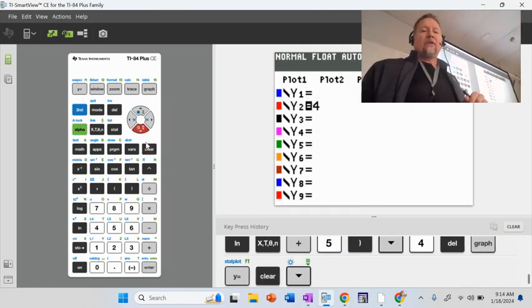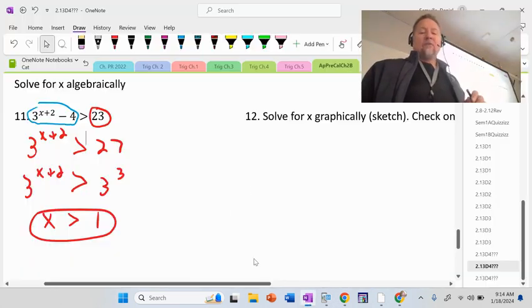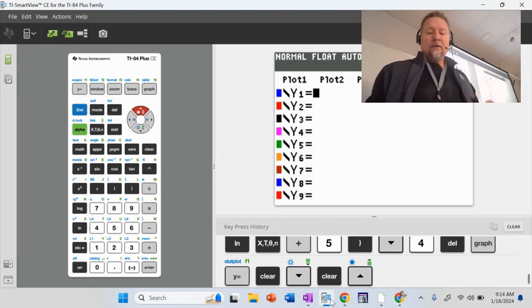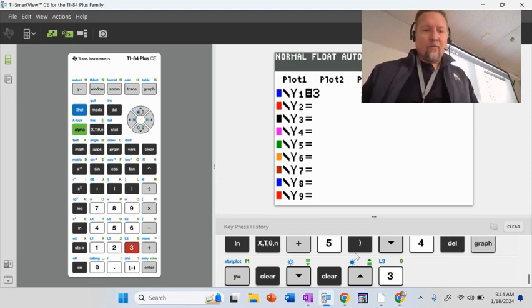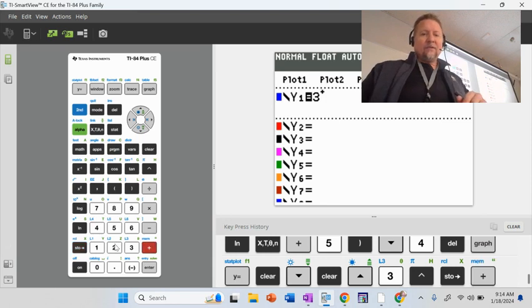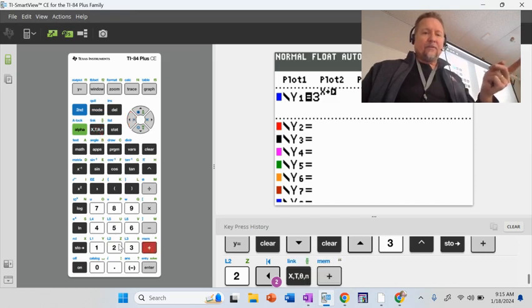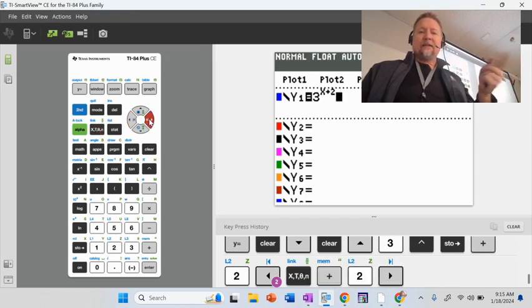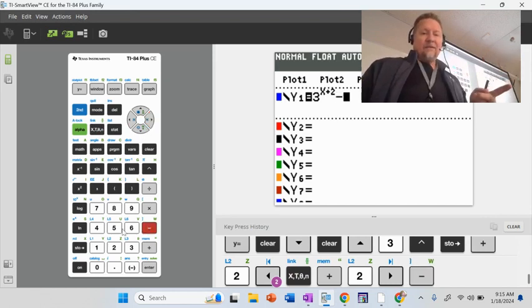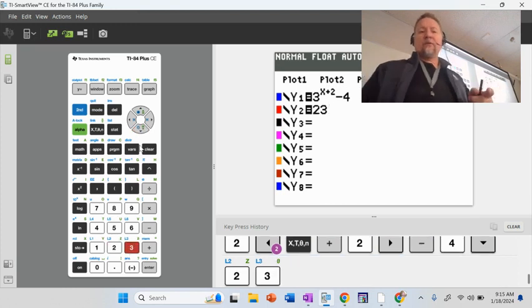So clear and clear. And I do have one more thing after this one to cover. Screwing up here left and right. There we go. 3 raised to the x plus 2 minus 4. I should be up here typing. What is it? X plus 2? Watch the old guy struggle with technology. Then minus 4. And then what was the other side already? 23. And then I'm trying to color code it with my pen here.